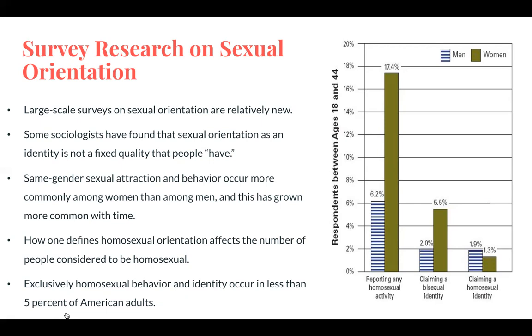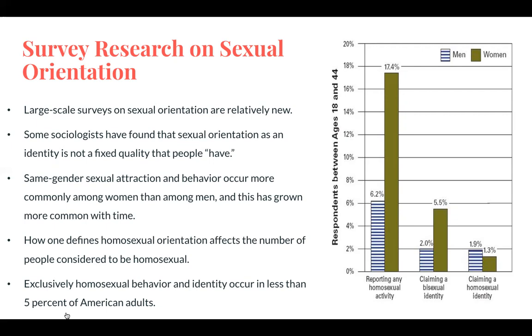And it is from this research that we were able to glean the observation that sexual orientation is not a fixed quality that people just have. That same gender sexual attraction and behavior does occur outside of people who adopt the label of homosexual or bisexual, and that it's more common among women comparative to men, or at least it's more readily admitted to among women as compared to men. And also that this has grown more common with time. And once again, we aren't necessarily certain if the behavior has grown more common with time, or if people's willingness to be open about it on survey research has grown more common.